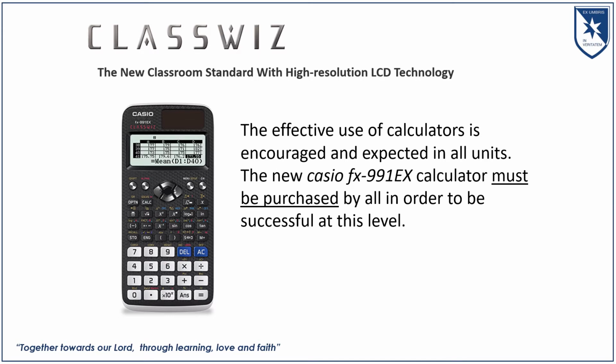Okay, so studying both A-level maths and A-level further maths requires you to purchase a new calculator. This calculator has much more advanced functions. So the effective use of calculators is encouraged and expected in all units. The new Casio FX99 1EX calculator must be purchased by all in order to be successful at this level. So this calculator will cover you for both maths and further maths at A level.